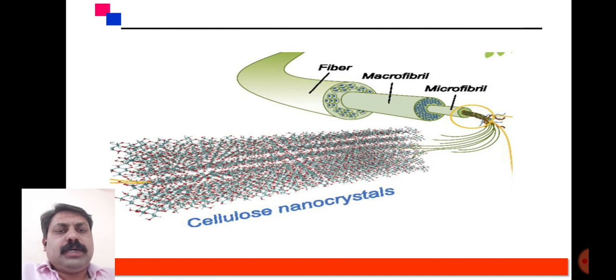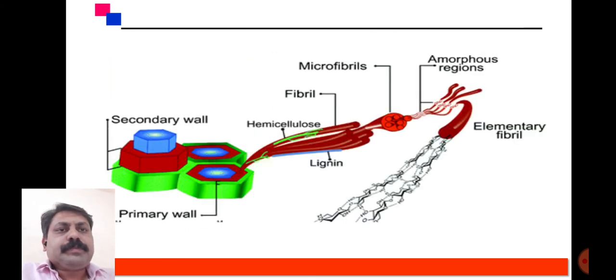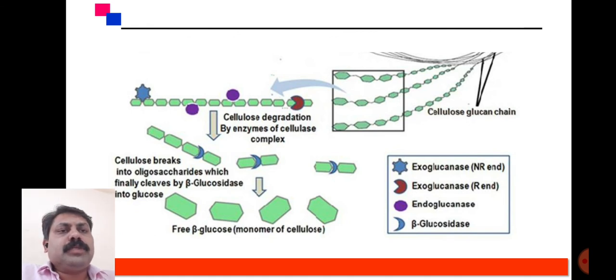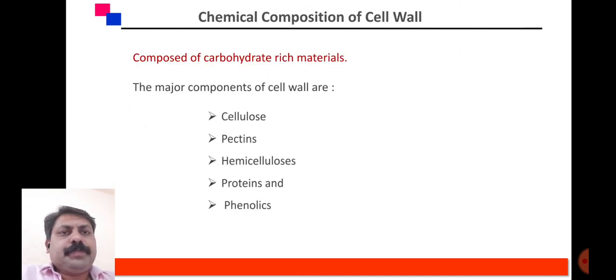So in the ultrastructure, the cellulose forms the elementary fibers. Elementary fibers produce the microfibril. From the microfibril, macrofibrils are formed, and finally the fiber. So this is how it looks like. And the cellulose molecule is composed of several glucose monomers. So it is a linear chain.